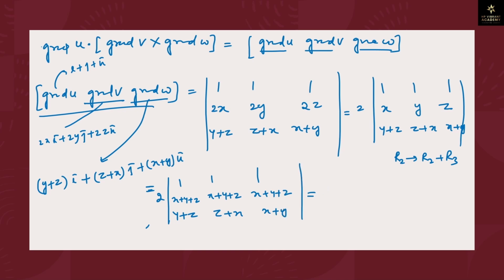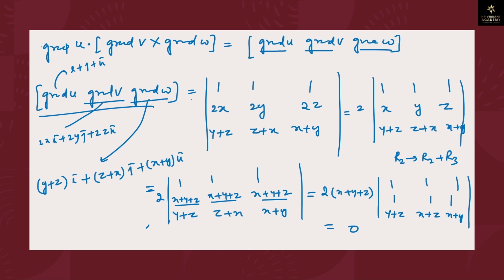This is equal to x plus y plus z. We can take out the 2 times of x plus y plus z, into 1, 1 and 1. And this is 1, 1 and 1. This is y plus z, x plus z, and this is x plus y. So determinant in which 2 rows are same, so the value of this is 0.